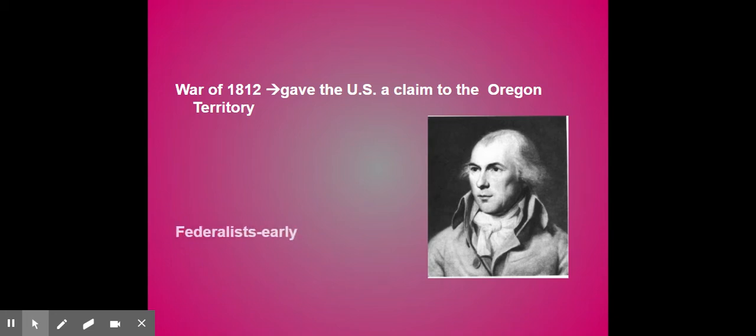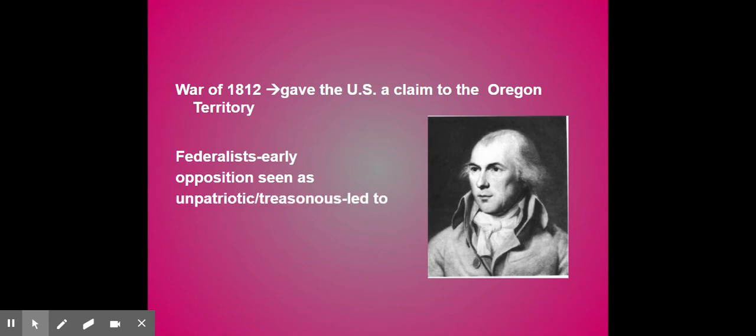Well, once we win, okay, the war and Jackson is victorious and things like that, the Federalists are seen as unpatriotic and treasonous. Nobody wants to be a Federalist anymore. How dare they oppose this war that Madison was brave enough to fight, and how dare they talk about leaving the country? They are treasonous, they're traitors, and they're unpatriotic, and nobody wants to be a part of that party, and the party disappears. Okay?